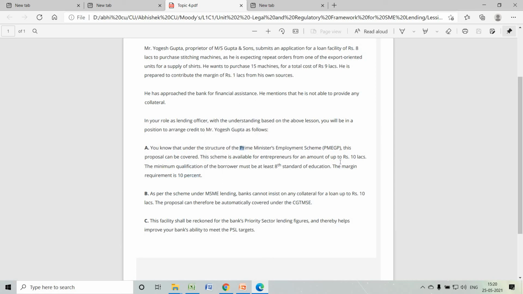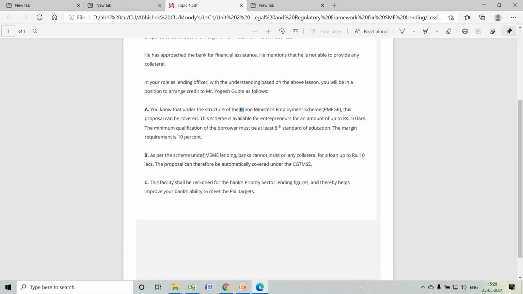So you have to find out various employment schemes, various schemes of the government where you can fit in your customer. Then as per the scheme under MSME lending, banks cannot insist on any collateral for loan up to rupees 10 lakhs. So again it is covered. The proposal can therefore automatically be covered under CGTMSE.